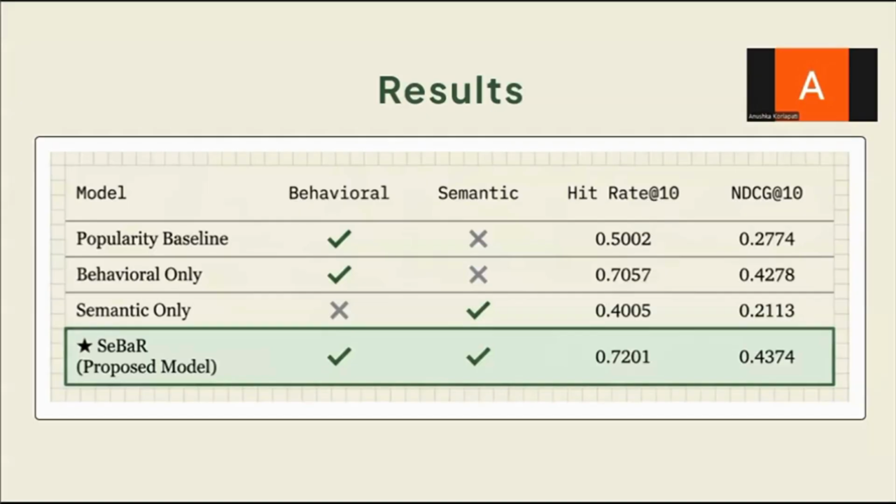To conclude our project, we implement a complete recommendation pipeline from data processing, EDA, feature engineering, model training, and evaluation. The hybrid model gives us the best ranking performance, which is our idea of combining behavioral and semantic collaborative filtering.